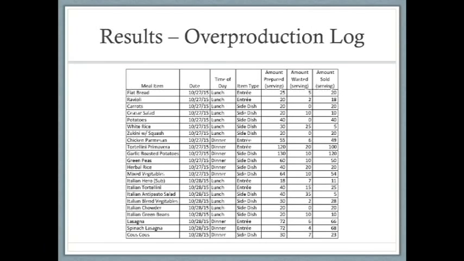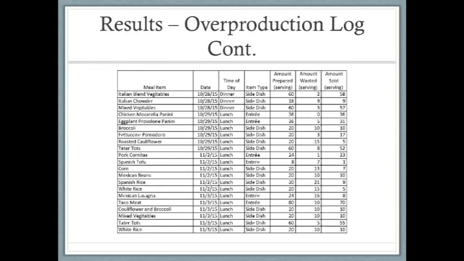And the next section I'm going to be discussing is results. Here you can see our overproduction log, and it has the following sections: meal item, date, time of day, item type, amount prepared in servings, amount wasted in servings, and amount sold in servings. And this is the continuation of this document.